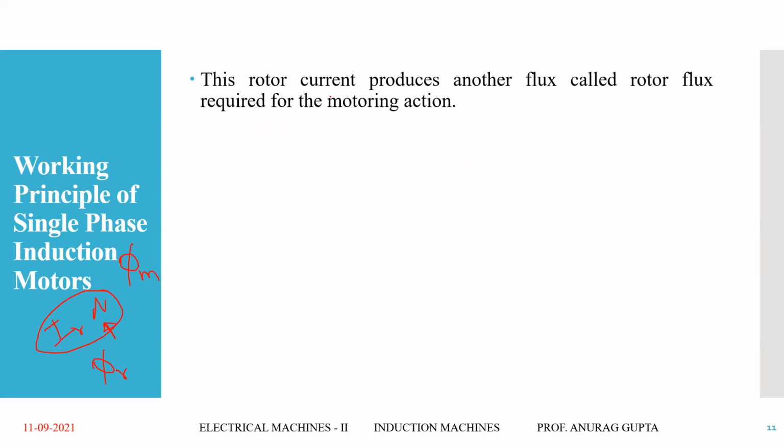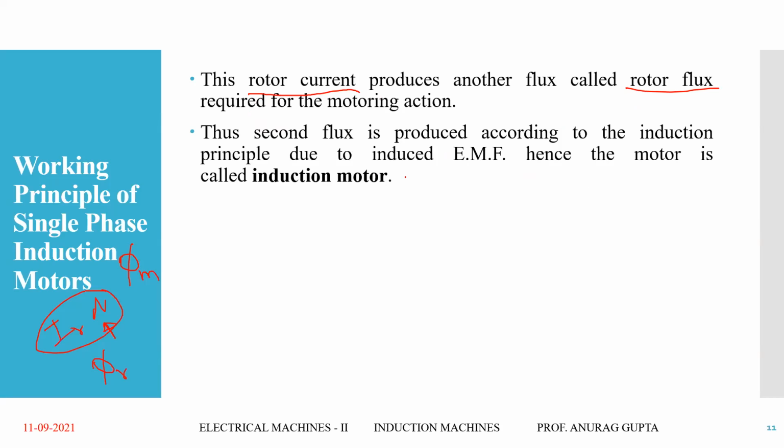So due to this rotor current and due to the number of conductors in the rotor, some flux will be created in the rotor portion also. That is called rotor flux. Now we have two fluxes, one main flux which was in the stator, the other flux that has come in the rotor, clear? So now what's going on? The second flux, what is the second flux? Rotor flux is produced according to the induction principle due to induced EMF, hence the motor is called induction motor.